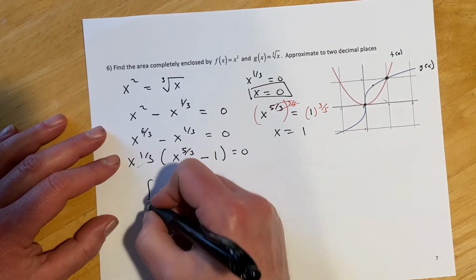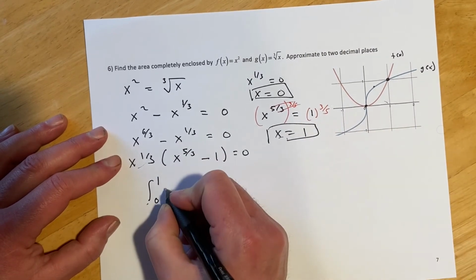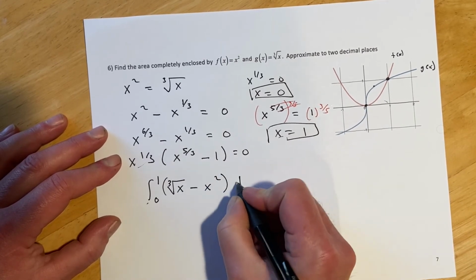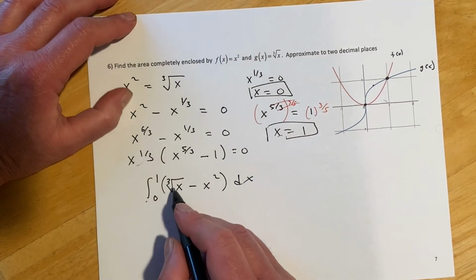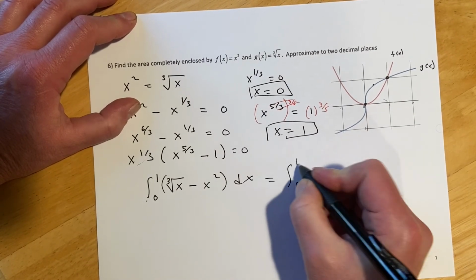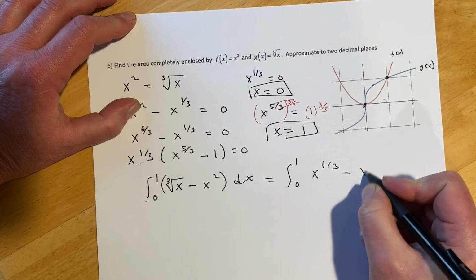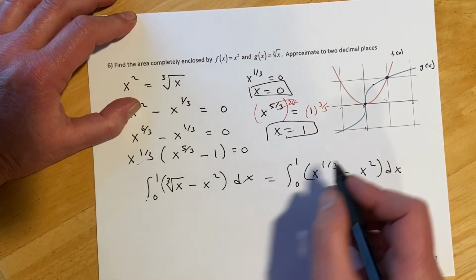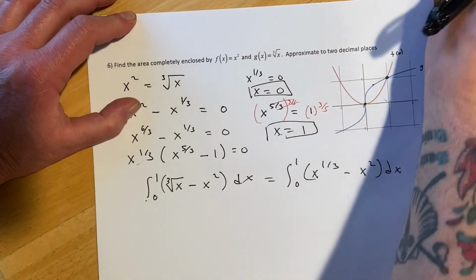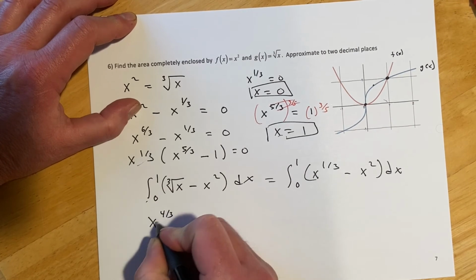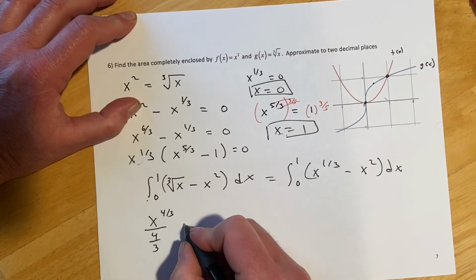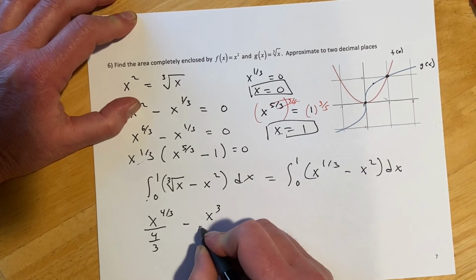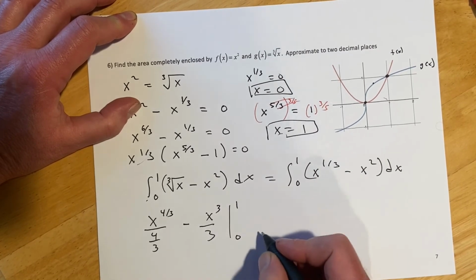So we would integrate from 0 to 1, because that's what we found there, of cube root x minus x squared dx. And so again, this is x to the 1/3. Probably should have just written it that way. And so if I do 1/3 plus 1, that will be 4/3. So that should give us x to the 4/3 over 4/3, and then minus x cubed over 3, evaluated from 0 to 1.